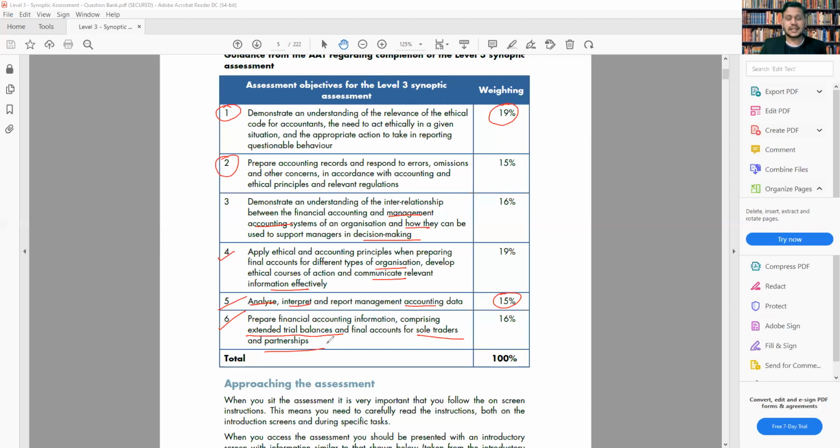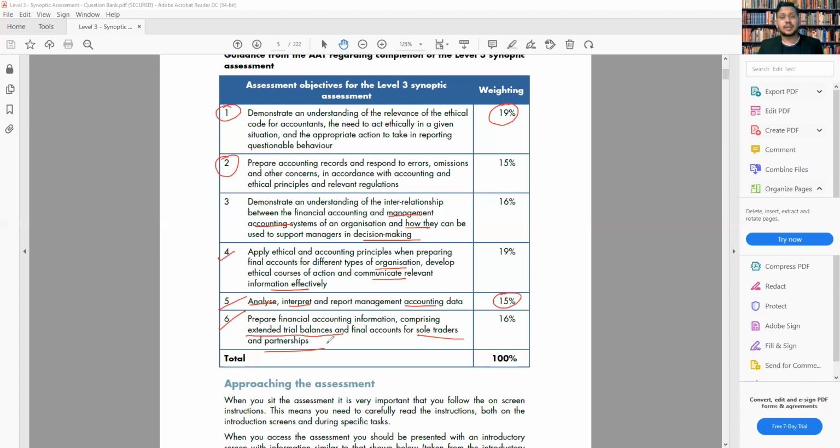For example, the extended trial balance comes for 11 marks, and for the 5 marks, they can ask you from the partnership or from the sole trader, or they can ask you for the adjustment. For example, they'll give you 3 adjustments, and they'll tell you to find the suspense account, remove the suspense account, and find the closing balance.